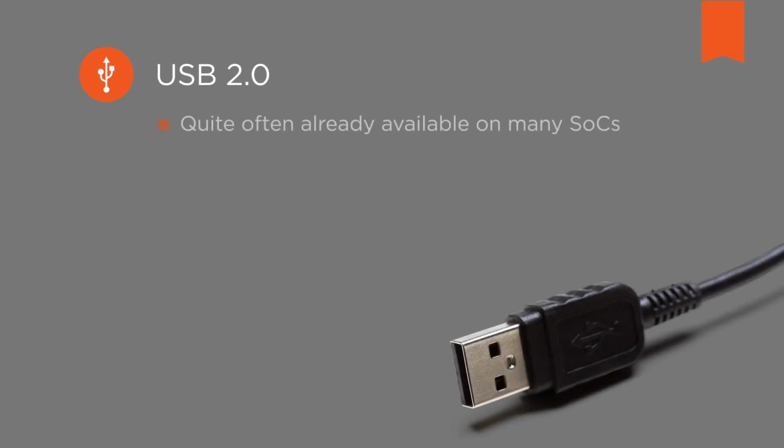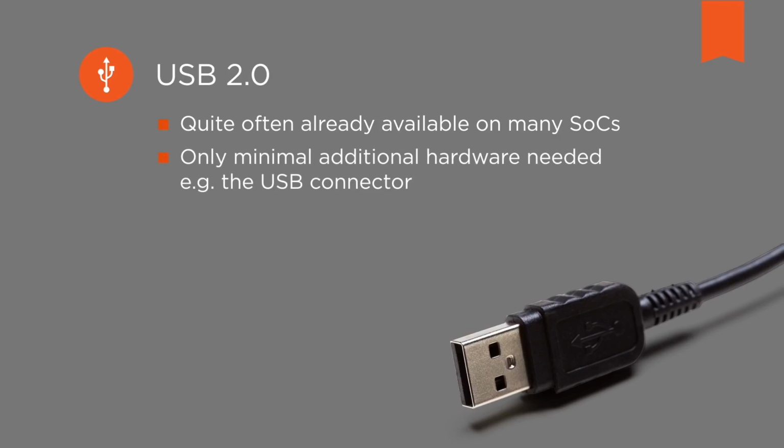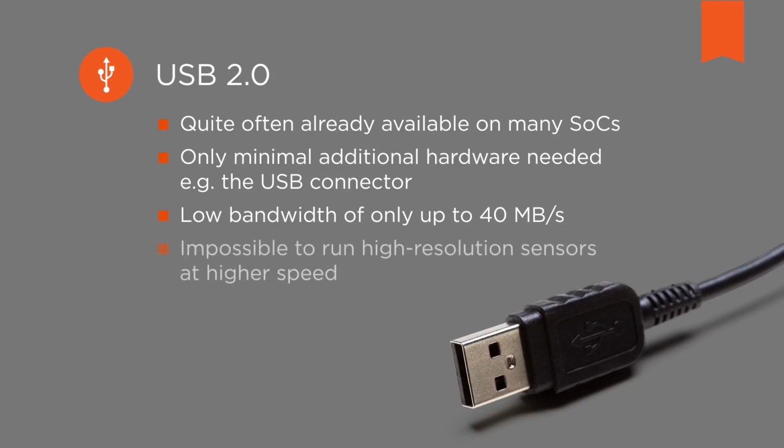USB 2 is quite often already available on many SoCs. This means that only minimal additional hardware, for example the USB connector, is needed to connect the camera to the SoC. The disadvantage of this interface is its low bandwidth, of only up to 40 megabytes per second, which makes it impossible to run high-resolution sensors at higher speed.